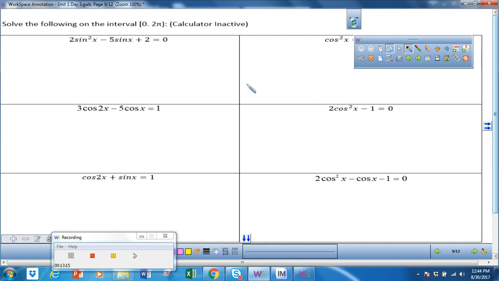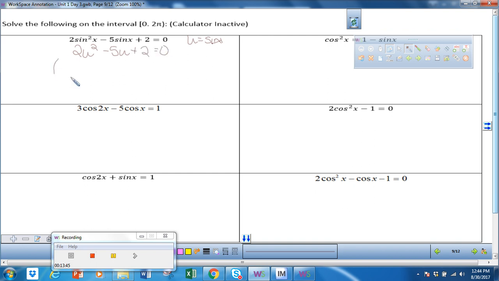Okay, I want to do a couple more of these, but I'm running out of time, so I'm just going to try to do maybe these 3, and hopefully that'll be enough for you to get started on your homework. All right, I want to do this because I found that kids have problems factoring, so let's factor. I'm going to let u equal sine x. So this becomes 2u squared minus 5u plus 2 equals 0.